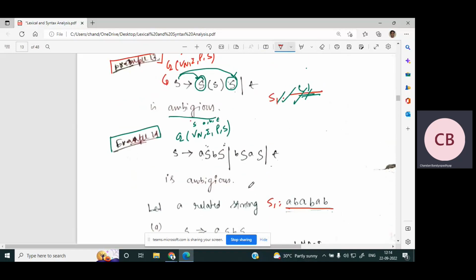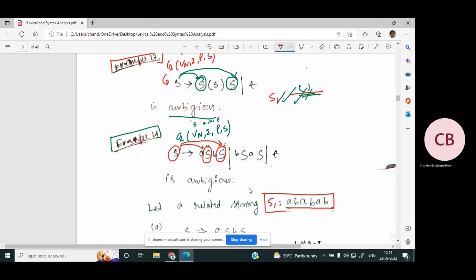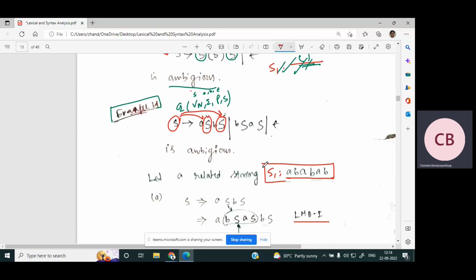But again, the same ideology you can apply, that this S has a left recursion, as well as it has a right recursion. So the grammar is ambiguous. Whether or not a string is given to you, you are able to judge whether the grammar is ambiguous by looking at the production rules. I hope the idea is clear.